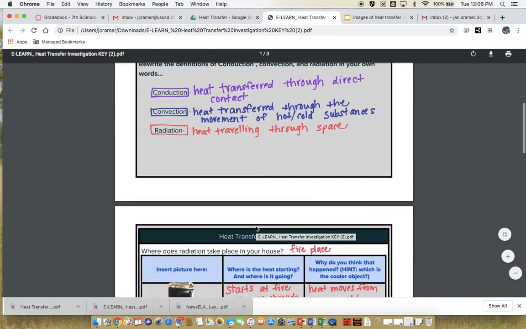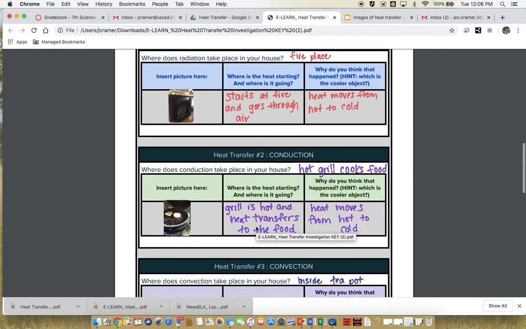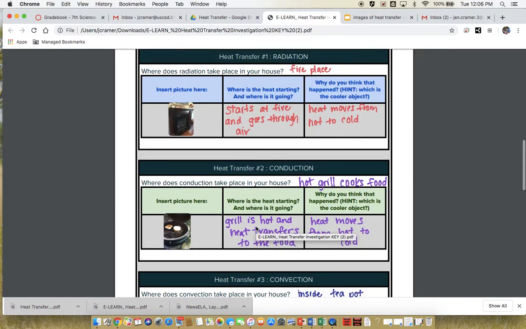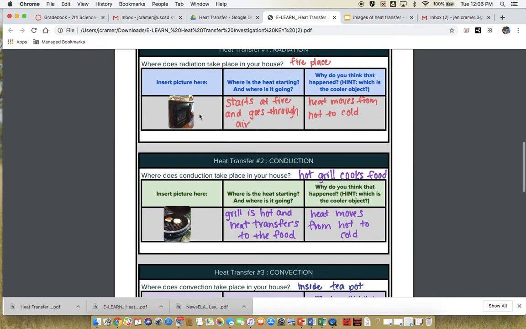Okay, after you look at those 3 things again, I asked you to walk around your house and try to find areas in your house where you'll see radiation, conduction, and convection. I used my fireplace as the example. Heat starts inside behind the glass and then it radiates throughout the room. It's not direct contact. Nobody is touching the fireplace. It's just radiating through the room.